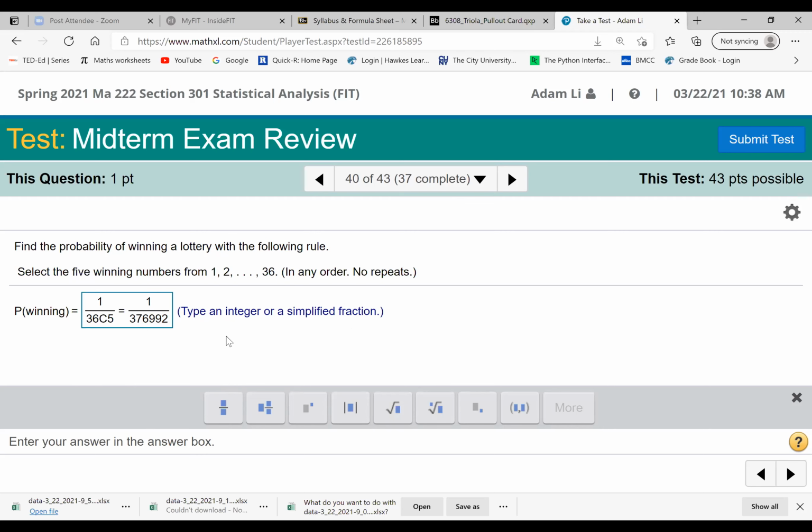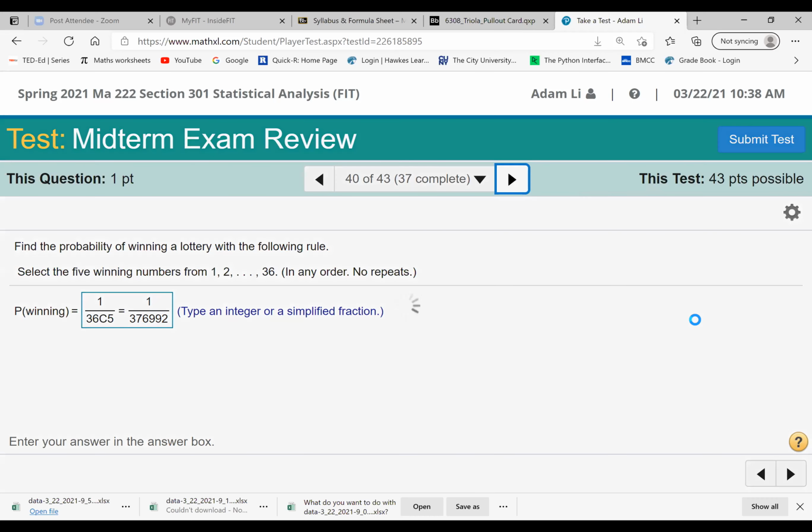So you can calculate the probability of winning for any games, right? For any Mega Millions, as soon as you know how many numbers there are and how many winning numbers are drawn, then you're good. You'll be able to find out the probability for each one of those games.